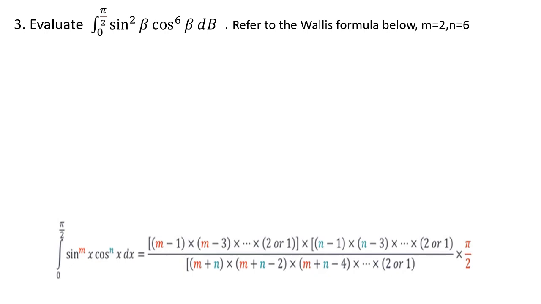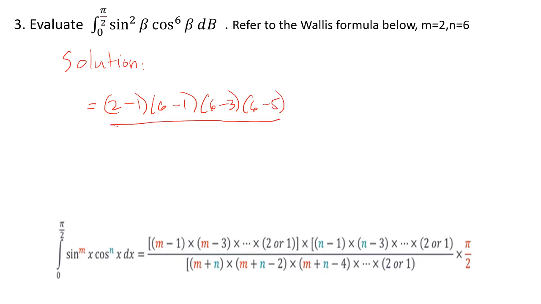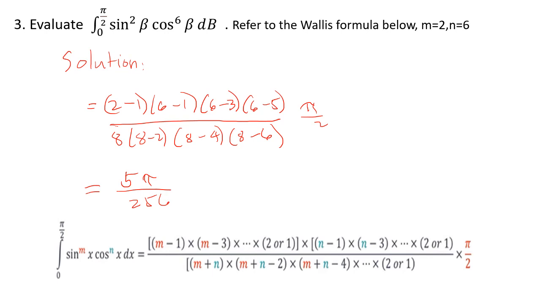So number 3, evaluate the integral from 0 to pi over 2 of sine^2 beta cosine^6 beta d beta. So your solution using Wallis formula equals (2−1)(6−1)(6−3)(6−5) over 8 times (8−2)(8−4)(8−6) times pi all over 2. Simplify: 5 pi over 256.